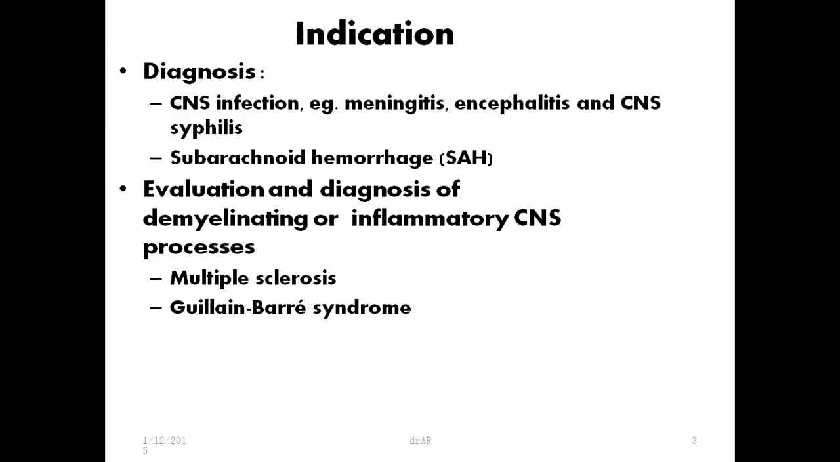So to make a diagnosis of any CNS infection like meningitis, encephalitis, or CNS syphilis, okay, in case of any subarachnoid hemorrhage, to make a diagnosis of this, we do the spinal tap. And then evaluation and diagnosis of demyelinating or inflammatory CNS processes like your multiple sclerosis or Guillain-Barré syndrome, GBS, okay. So these are the diagnoses.